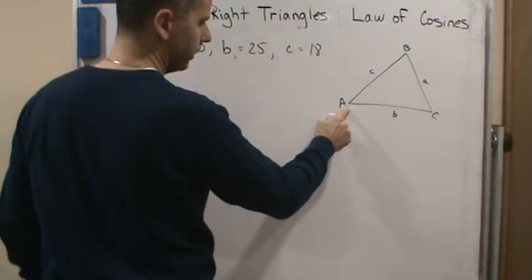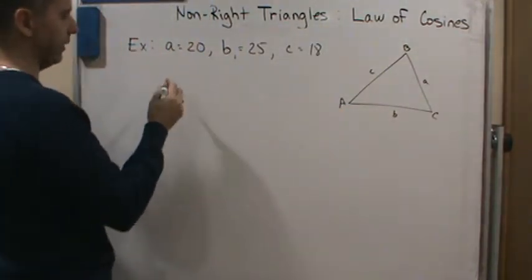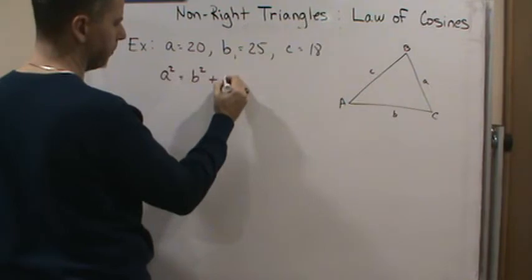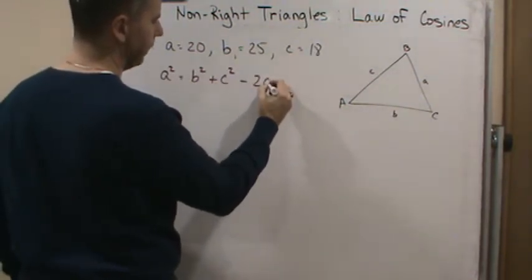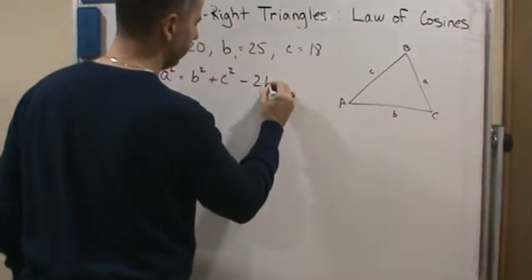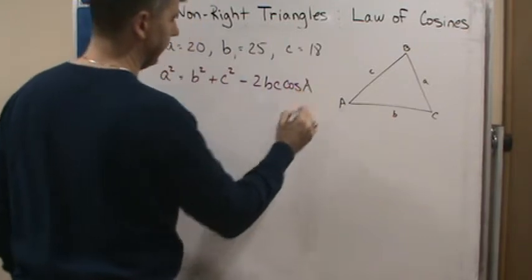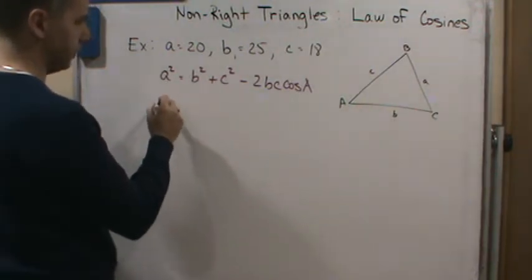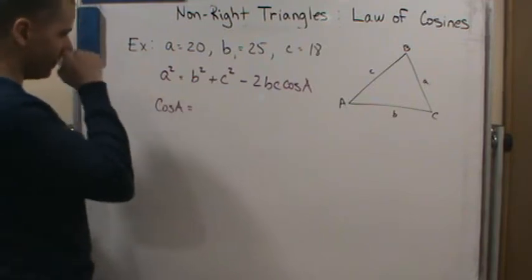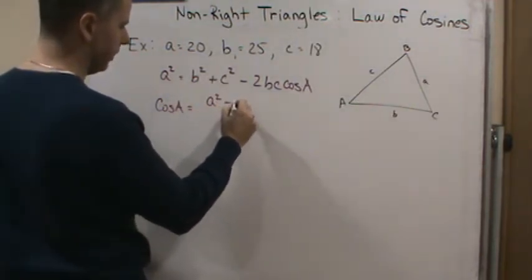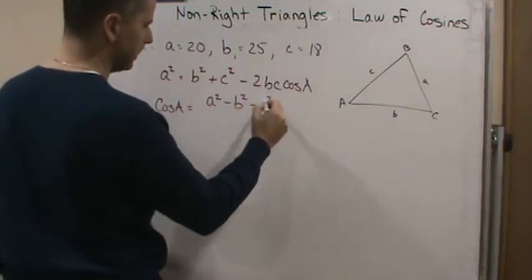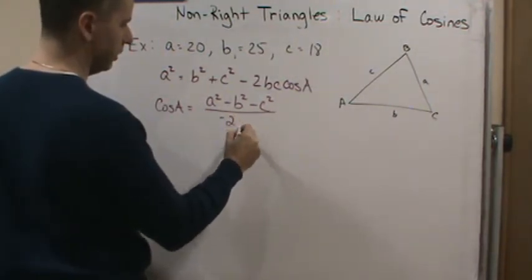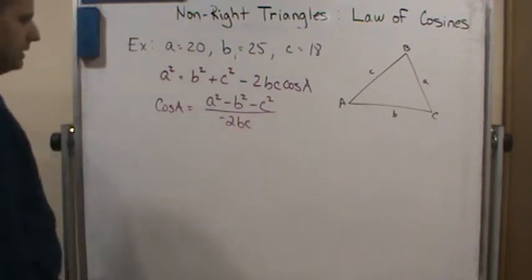So here, let's do angle A. If we're going to solve for angle A, then the formula we need to use is going to be A squared equals B squared plus C squared minus 2BC cosine A. Since we know A, B, and C, we're just going to solve for cosine A. So cosine A is equal to A squared minus B squared minus C squared, divided by negative 2BC.